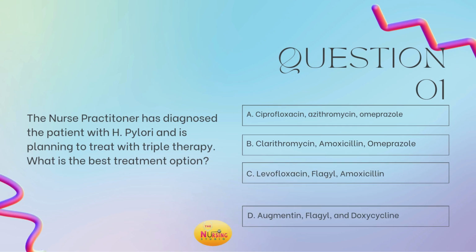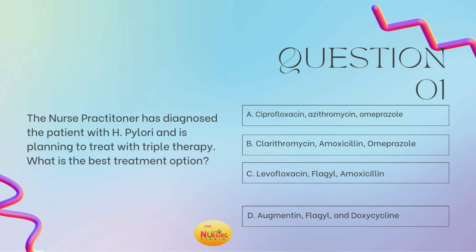So, we've been on our antibiotic series. Now we are in the GI section. So, let's get into those questions. Question number 1 states the nurse practitioner has diagnosed the patient with H. pylori and is planning to treat with triple therapy. What is the best treatment option?